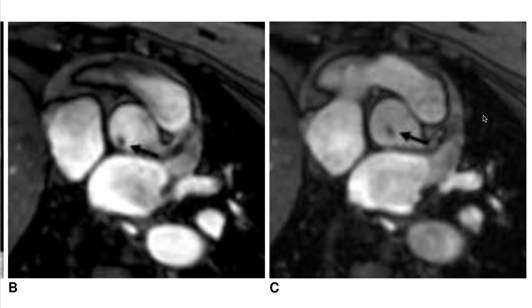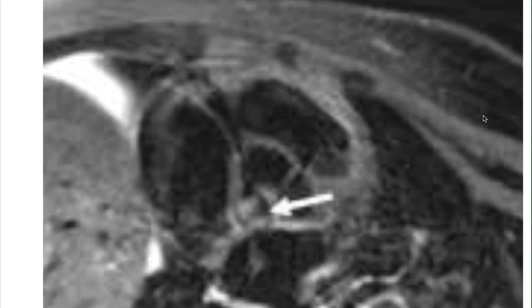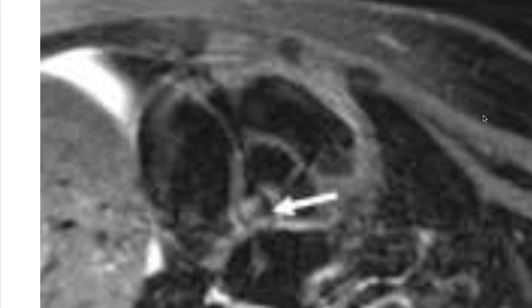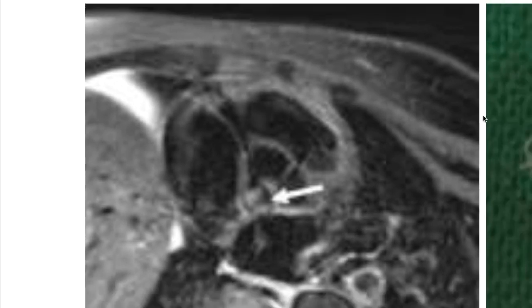These are our bright blood images, the SSFP. Here's an example of the mass on T2. This is the only example I can find of this in T2. We have never had a mass even this big that we could get an adequate T2 image of, or I haven't seen one yet. But if that's right on T2, maybe. But this is the only example I could find, so I figured I would show it to you.